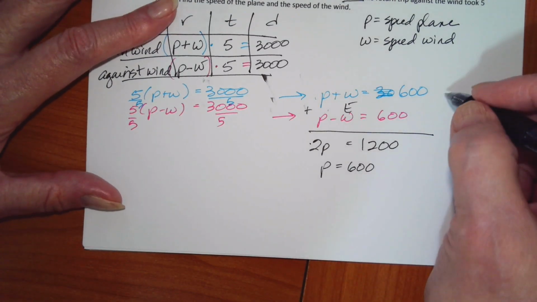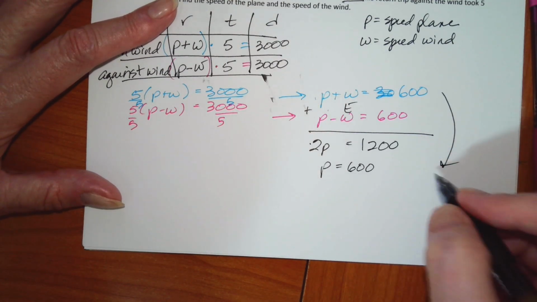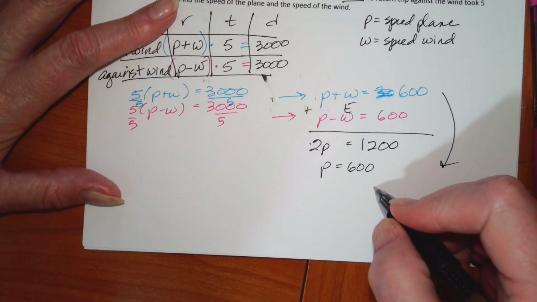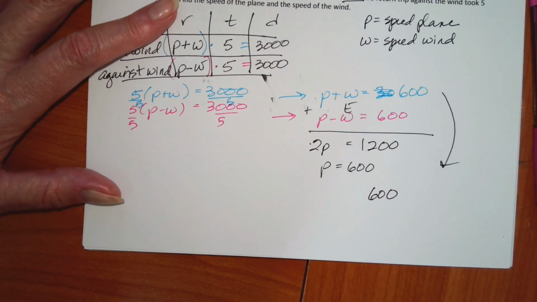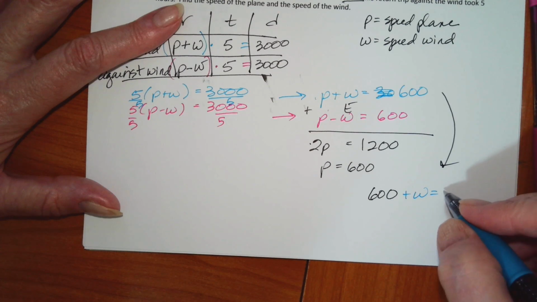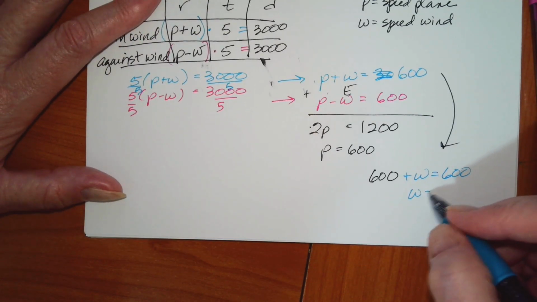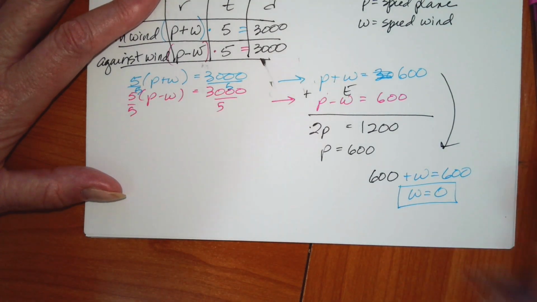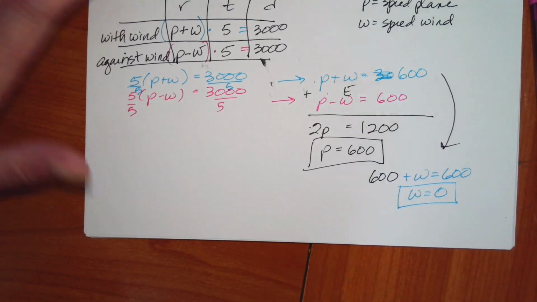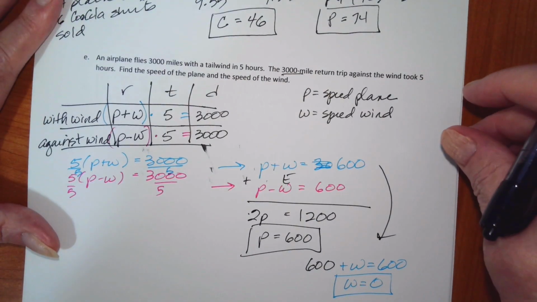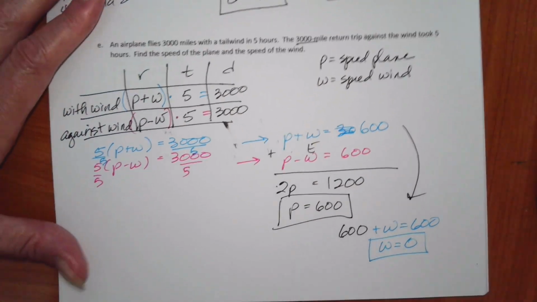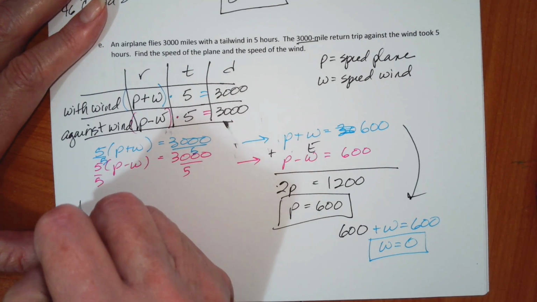Okay, so I can use either one of these equations along with this, so I know P, which is 600, plus W equals 600, which tells you the speed of the wind is 0. Now that actually makes sense. If going against the wind and going with the wind, they take the same amount of time, that means there's no wind.